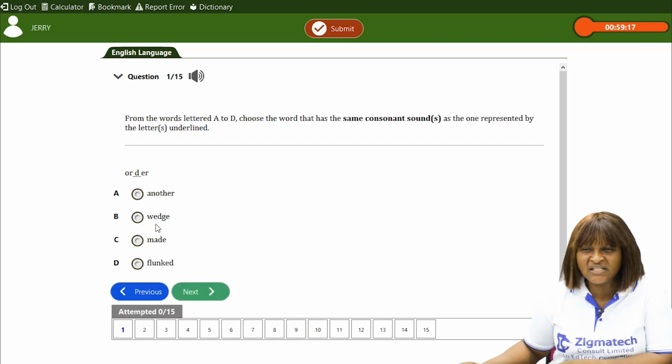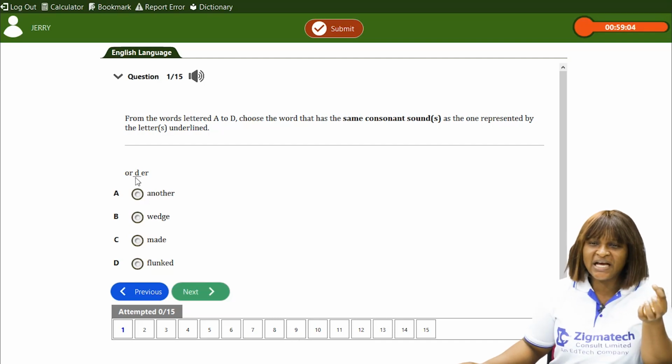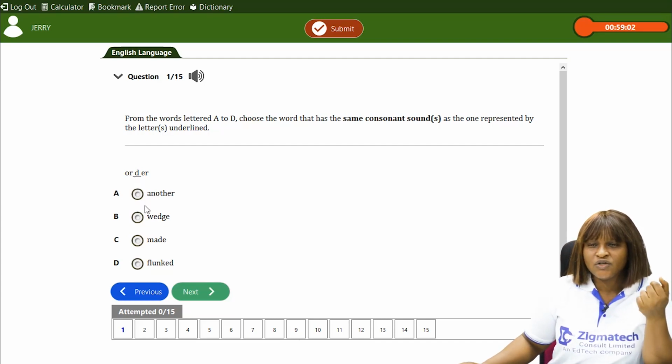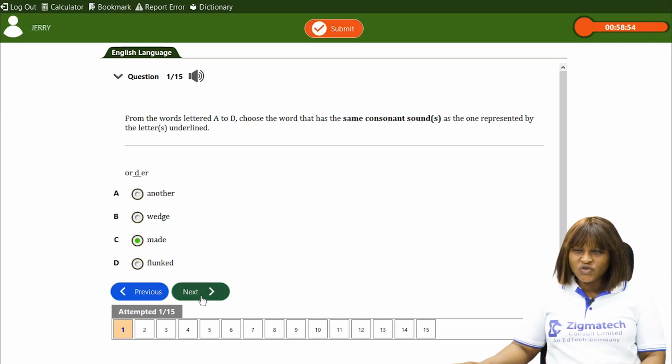The next option says wedge. Yes, we have the letter D here, but you will agree with me that we did not say wedge. Rather the word is pronounced as wedge, and we're looking at the D sound. So option C says made. So the answer is what? Option C.